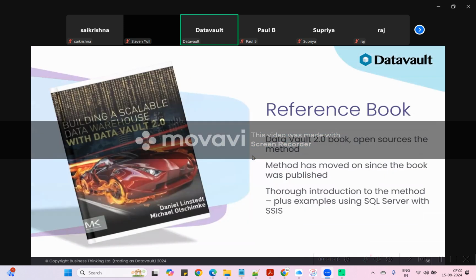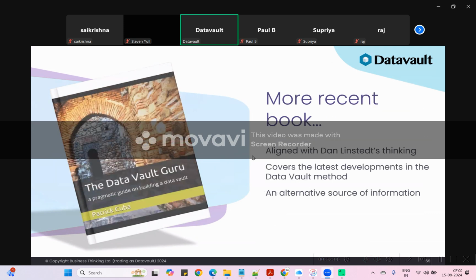So let's move on here. Here's that book, the reference book, by Dan and Michael Olschimke, and it's a good introduction. It's what I would start with as a reference book. It's a bit long, but you can dip in and read parts of it and understand how Data Vault works. There's also a second book out there by Patrick Cuba called The Data Vault Guru, and that's slightly more recent.